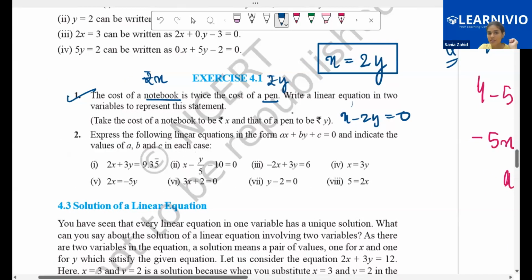Now look at the second question. It says express the following linear equations in this form and then indicate the values of a, b, c in each case. Again, this is the same question we've been discussing till now. So let's discuss one by one. First, Abdullah, tell me the answer.